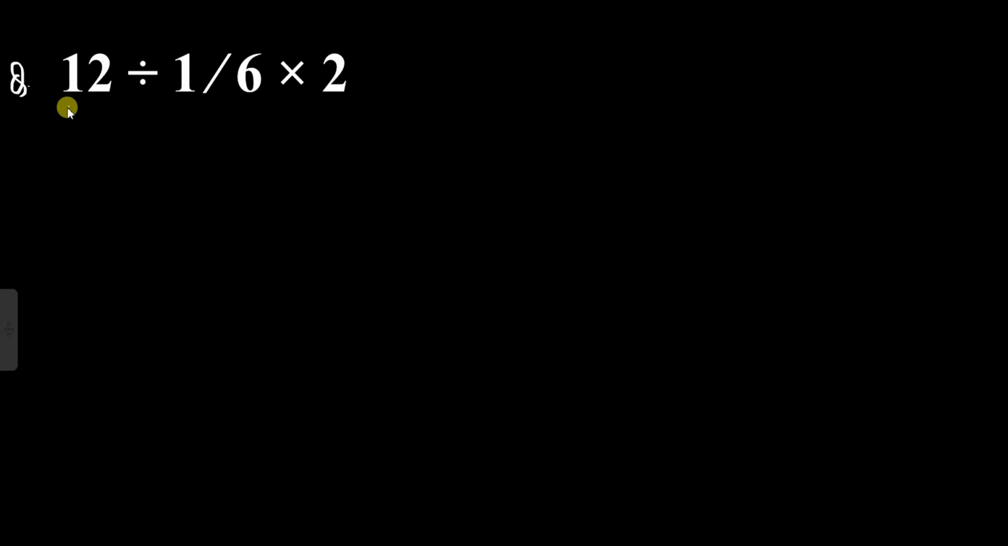The question is 12 divided by 1/6 times 2. Let's write it in the correct format: 12 divided by 1/6 times 2. Now, we know that division and multiplication have the same priority, so we'll check from left to right.